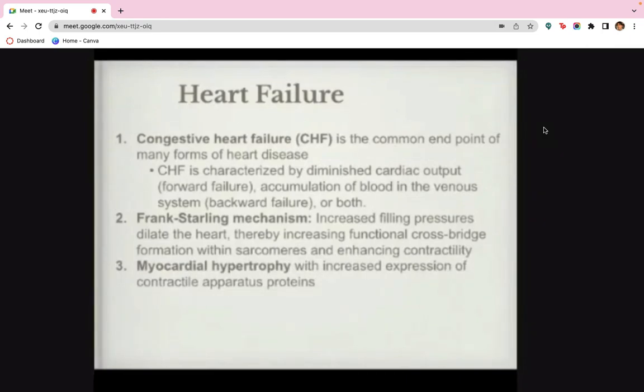Next, we have your Frank-Starling mechanism, which is the increased filling pressure that dilates the heart, thereby increasing functional cross-bridge formation within sarcomeres and enhancing contractility. And of course, we have your myocardial hypertrophy, which is increased expression of the contractile apparatus proteins.